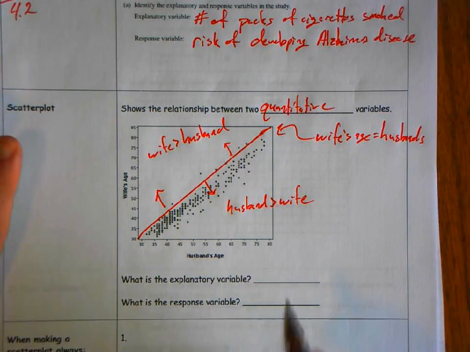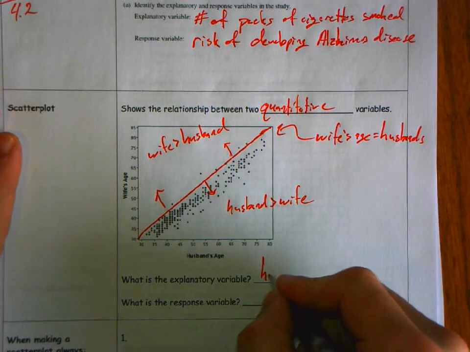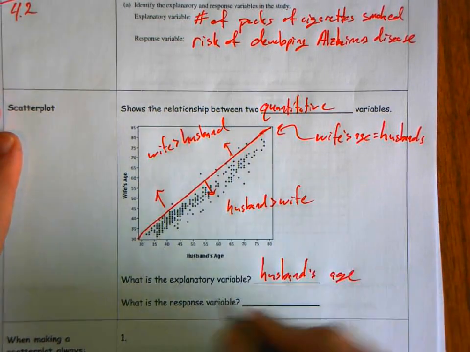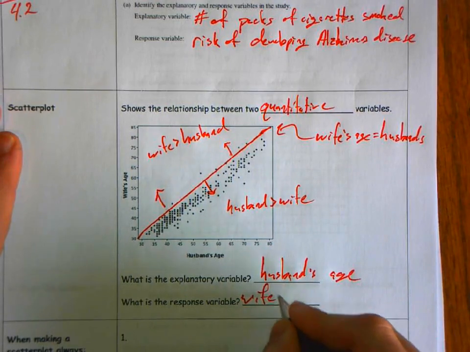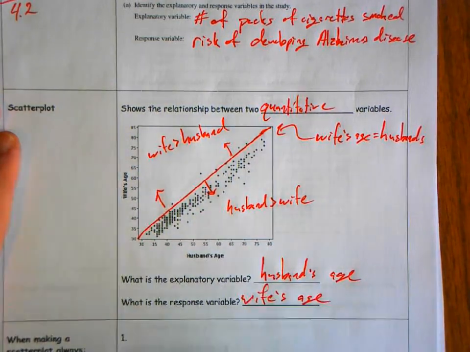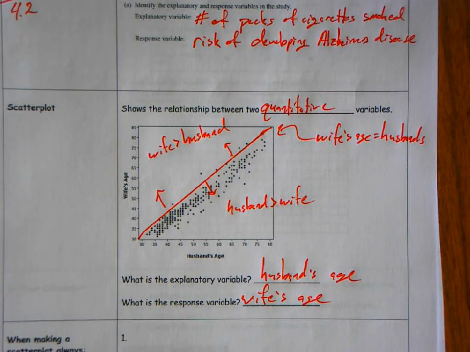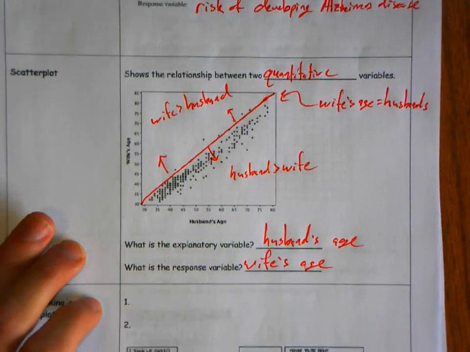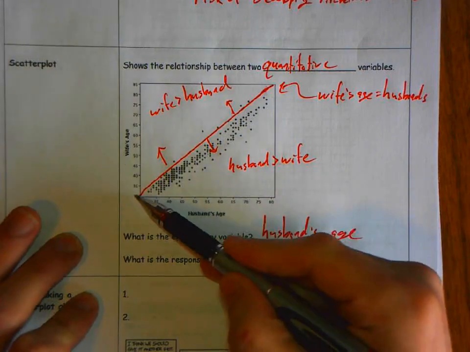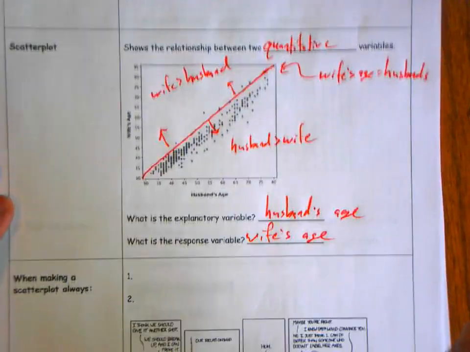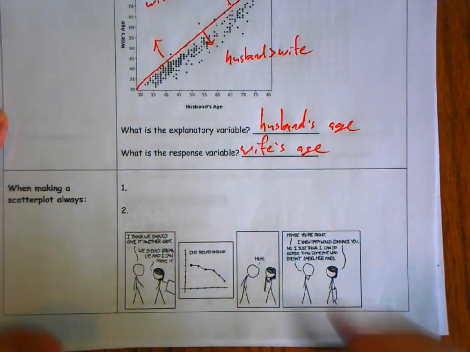All right, great. What's the explanatory variable here? Husband's age. What's the response variable? Wife's age. Cool. Don't need to belabor that anymore. Notice that we can often draw a line like that where one equals the other, and there might be some interesting things about that. When making a scatter plot, always, what do we need to do?